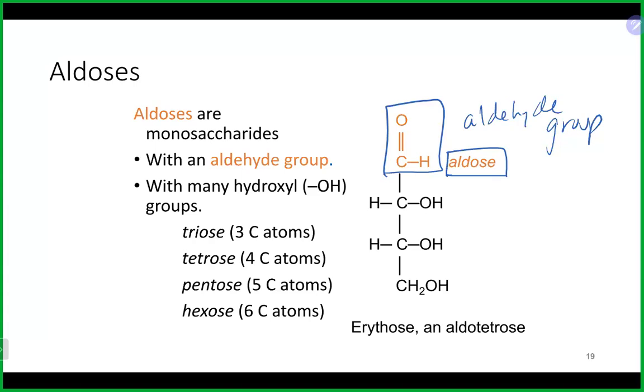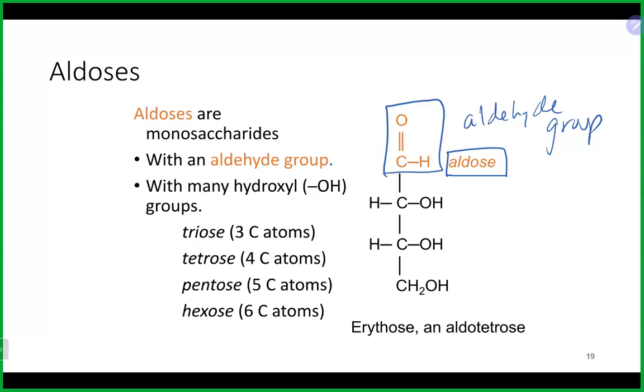We also will classify monosaccharides based on how many carbons they have. So if they have 3 carbons, 4 carbons, 5 carbons, or 6 carbons: 3 carbons would be a triose, like tri for 3, tetrose for 4, pentose for 5, and hexose, from hexa, like we talked about with those prefixes, for 6 carbons.